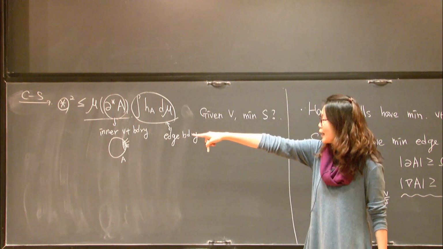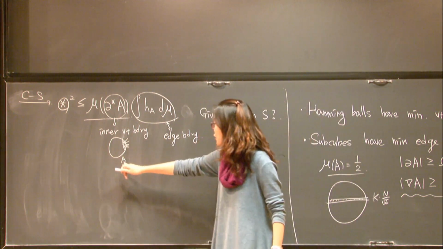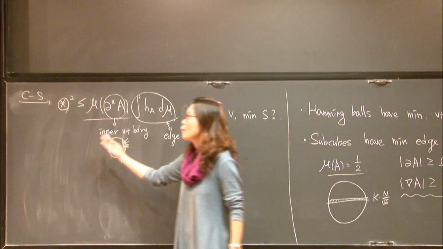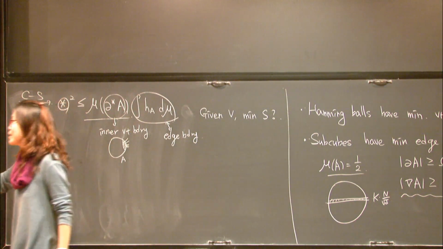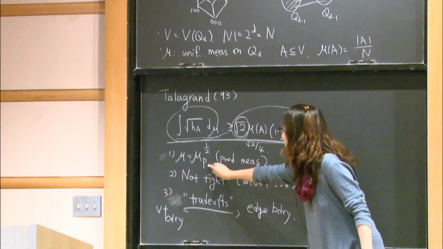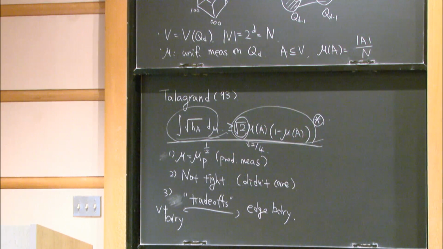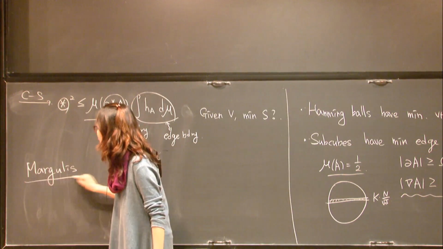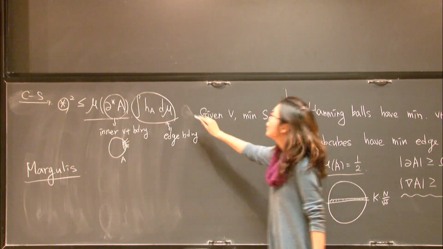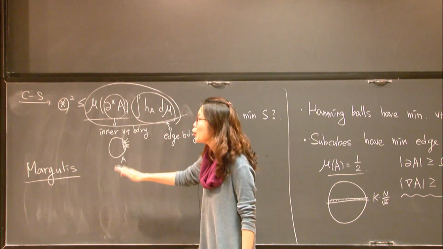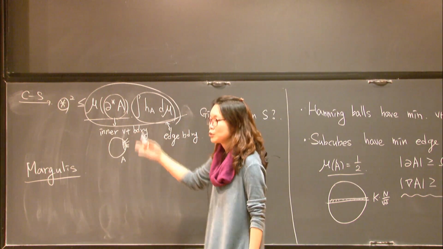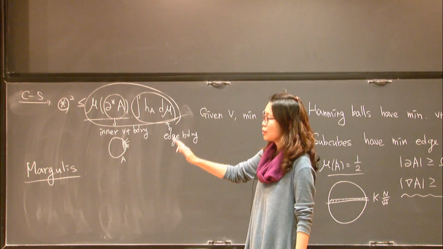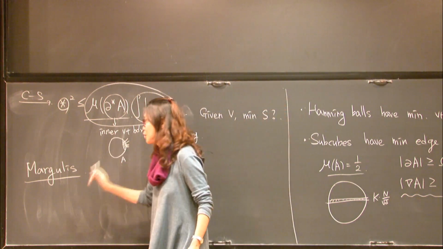So what that says is that the product of the inner vertex boundary and the edge boundary is bounded below by some quantity which does not depend on D, the dimension of the Hamming cube. So it only depends on some expression in p and the measure of A. And before Talagrand, there was a result by Margulis. And what he showed was exactly this: this expression is bounded below by some quantity which does not depend on D, which only depends on p and the measure of A. And so what Talagrand concerned was the quantification of the result in Margulis.